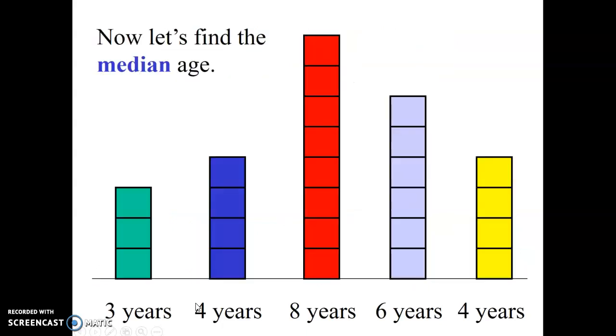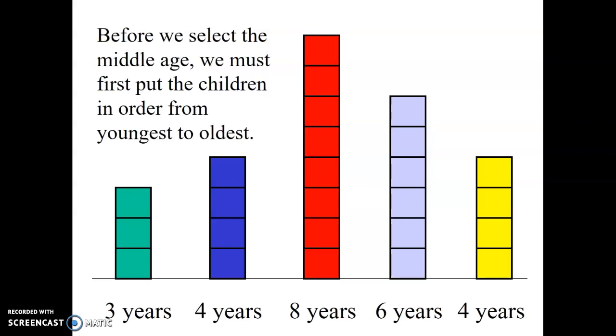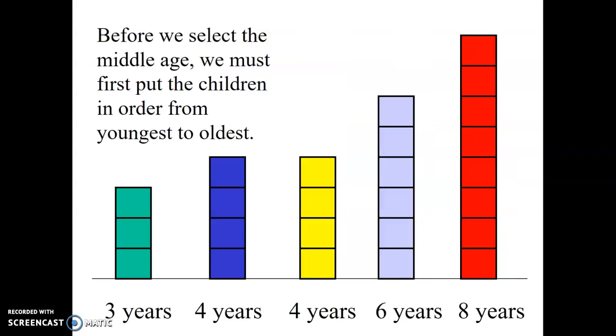Let's do that again. So here we are, and now we need to find the median age. So what we're going to do is start by thinking about what the median is. The median is the middle age. So I'm going to line up all the kids' ages from youngest to oldest. First thing I need to do is put them in order from youngest to oldest. Then I'm going to find the child that's standing right in the middle.